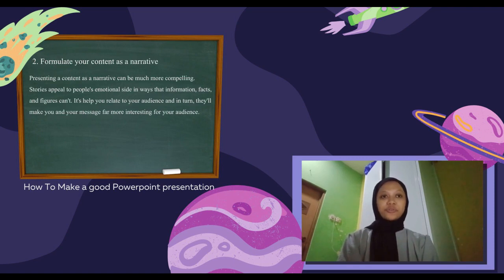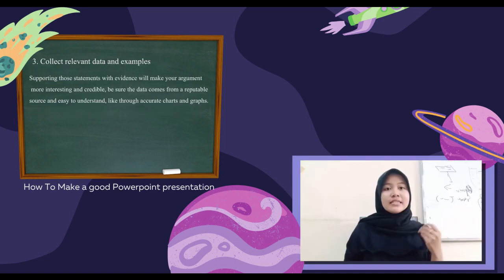Second, formulate your content as a narrative. Presenting your content as a narrative can be much more compelling. Stories appeal to people's emotional side in ways that information, facts, and figures can't. It helps you relate to your audience and in turn, will make you and your message far more interesting for your audience.